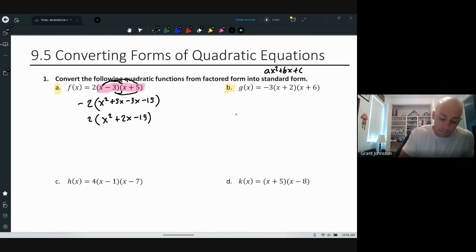So I basically just distributed and did what was in the highlighted portion. So I expanded x minus 3 and then x plus 5. So I distributed, combined like terms, and that's what I got. And now I can multiply it by 2. I can distribute that 2. So it's going to be 2x squared plus 4x minus 30. That is the equation in standard form.